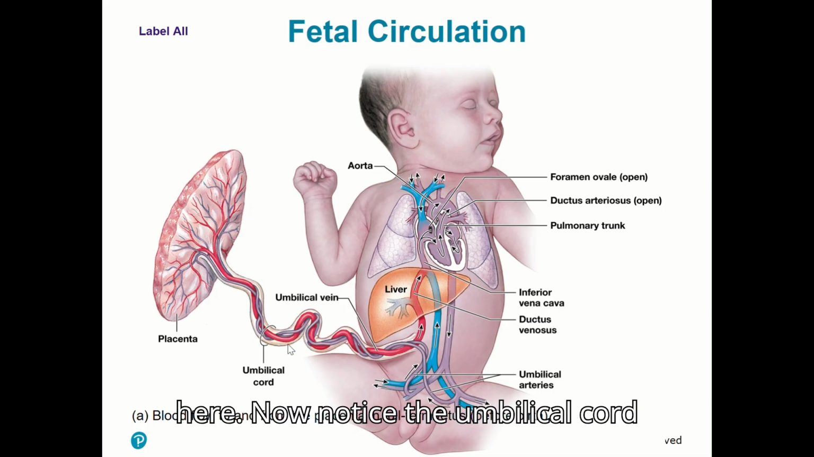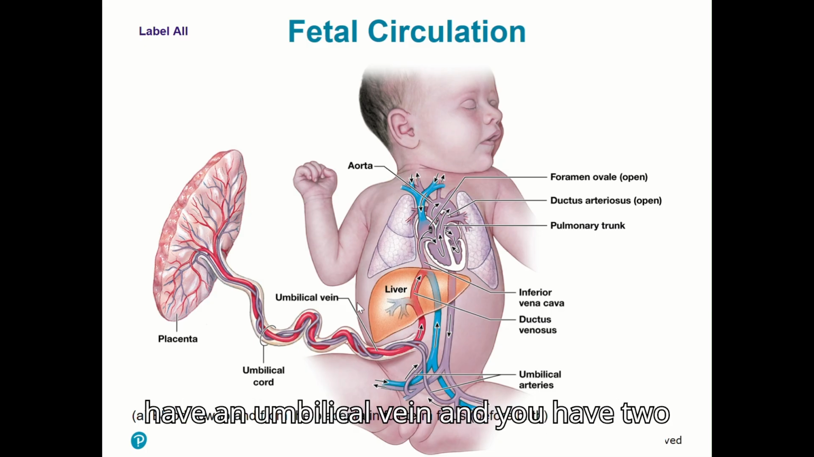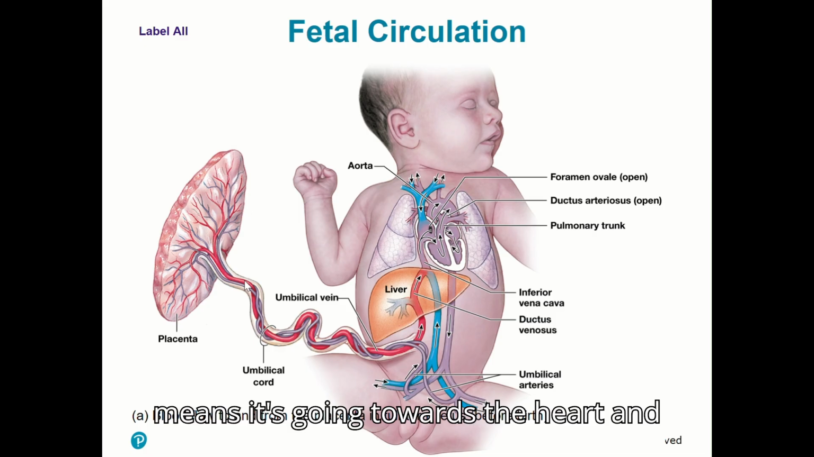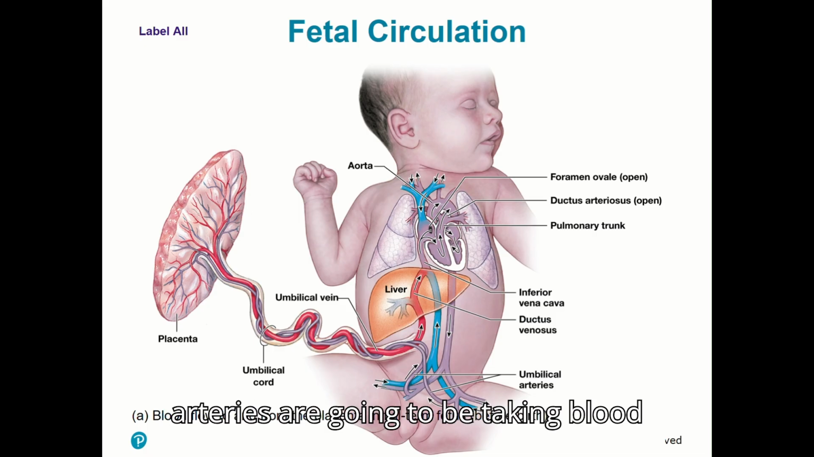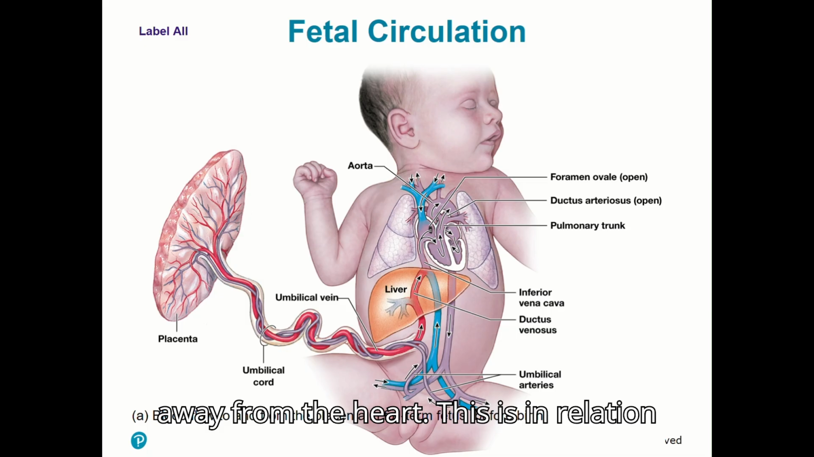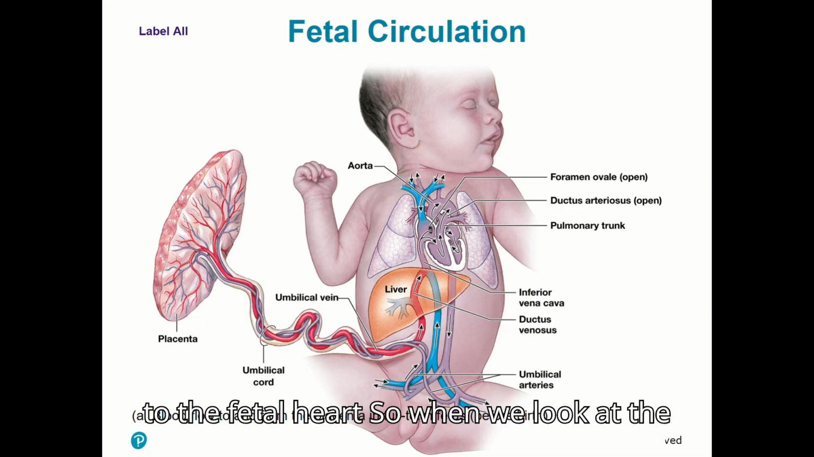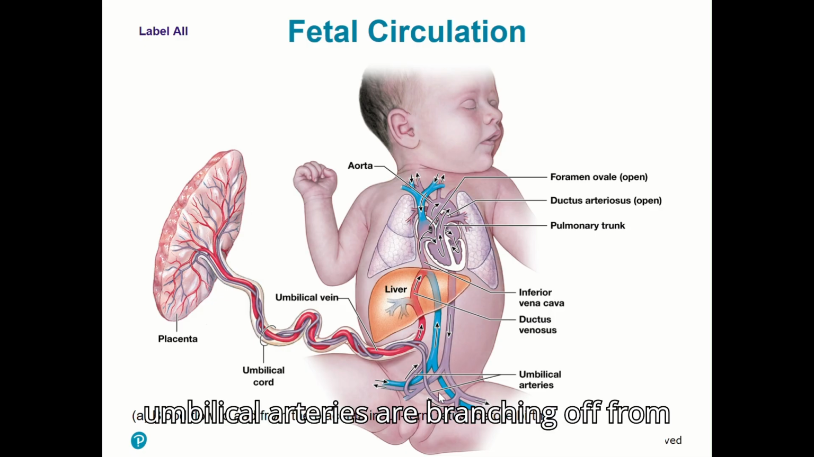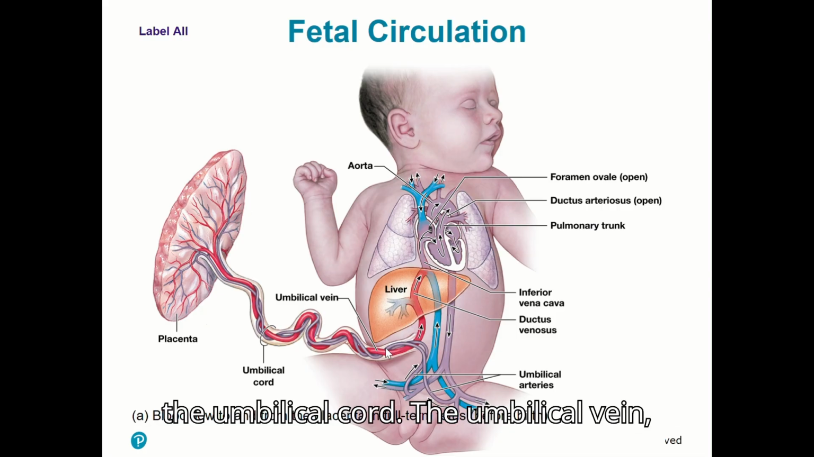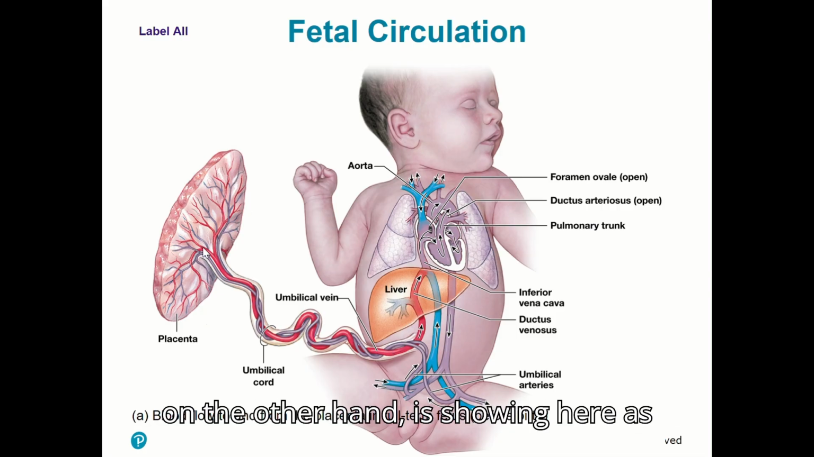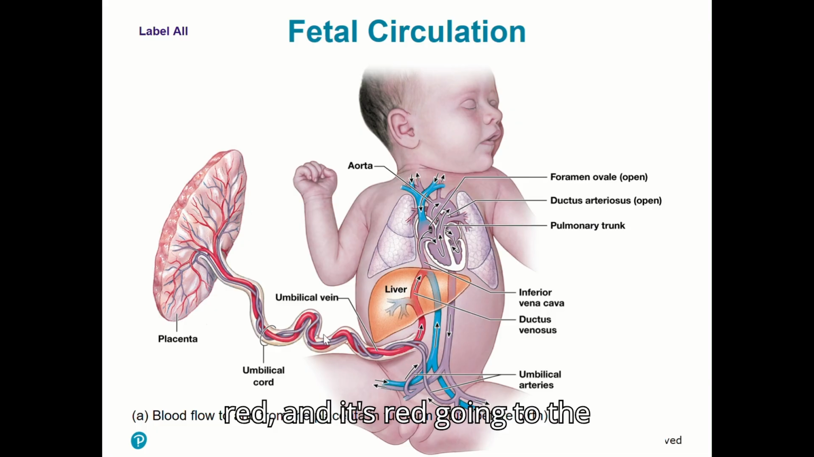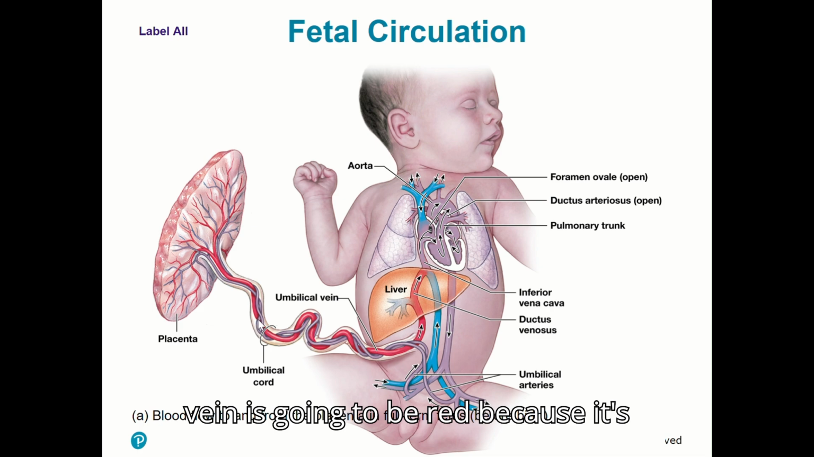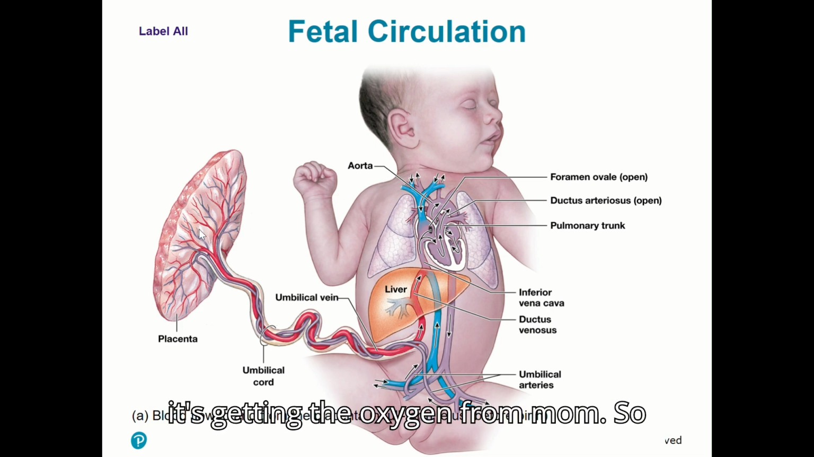Now notice the umbilical cord itself. In the umbilical cord, you will have an umbilical vein and you have two umbilical arteries. Now we know that vein means it's going towards the heart, and arteries are going to be taking blood away from the heart. This is in relation to the fetal heart. So when we look at the fetal heart, we can see that the umbilical arteries are branching off from down here, and then they're meeting up in the umbilical cord. The umbilical vein, on the other hand, is showing here as red, and it's red going to the heart of the fetus. Now, the umbilical vein is going to be red because it's going to be highly oxygenated because it's getting the oxygen from mom.